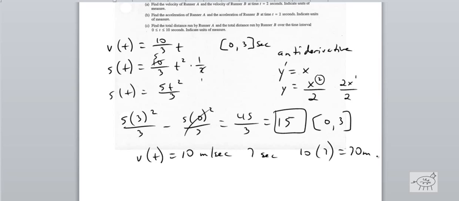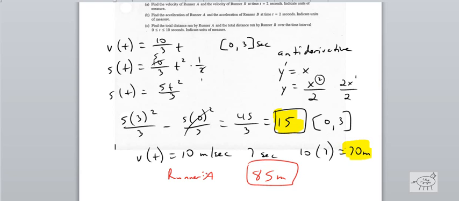All right, so I have two values here. I have 70 meters and I have 15 meters. I didn't write my units there, 15 meters. And basically I'm just going to add those together and I get 85 meters that I have traveled. Okay, so that is runner A.